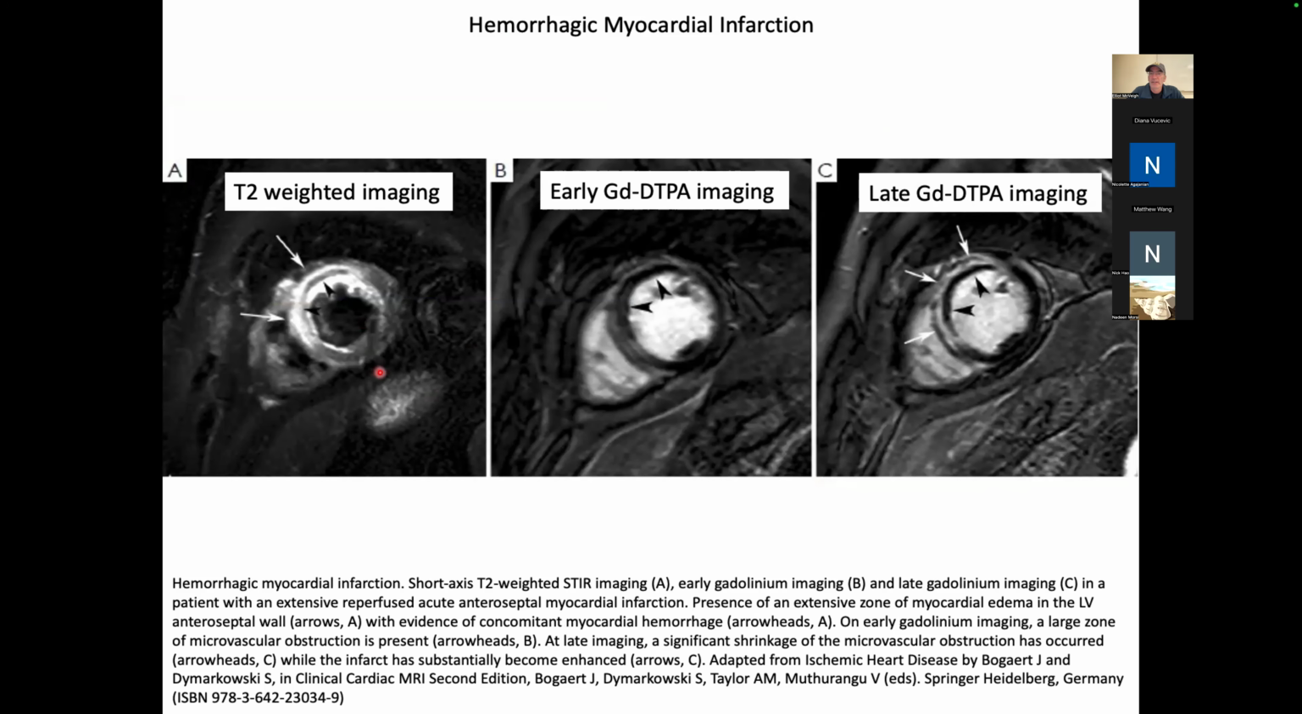So here they are. This is hemorrhagic myocardial infarction. It means that when you do your early gadolinium DTPA imaging, you still see a dark spot here. The T2 weighted signal gives you brightness all around that hemorrhagic lesion here. And in the late gadolinium enhancement, you still see this dark signal.